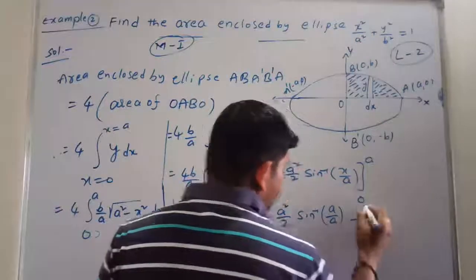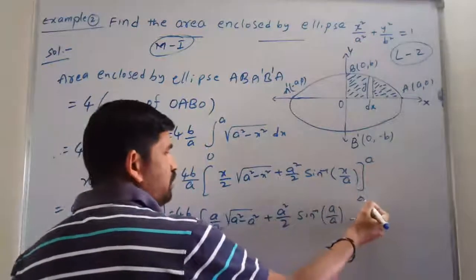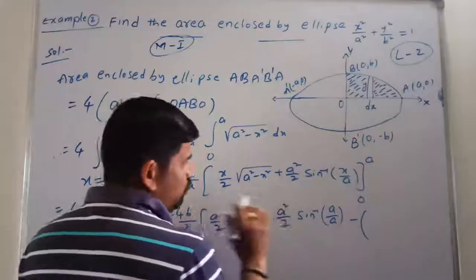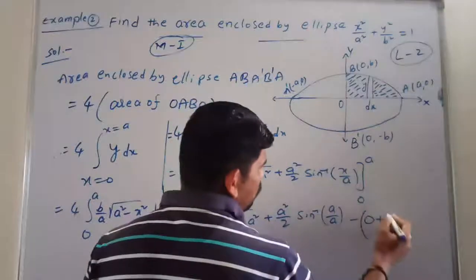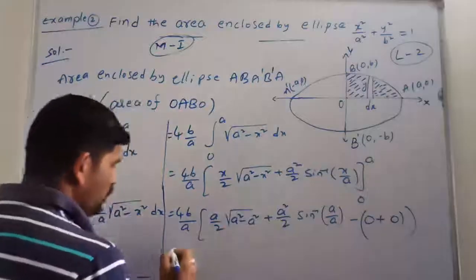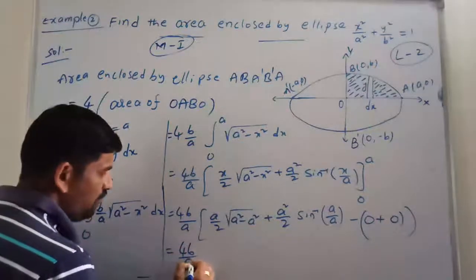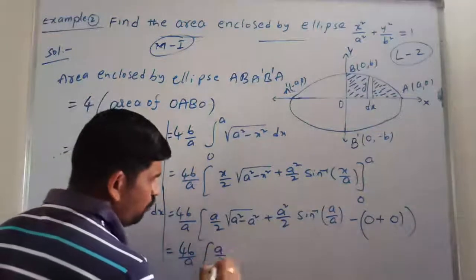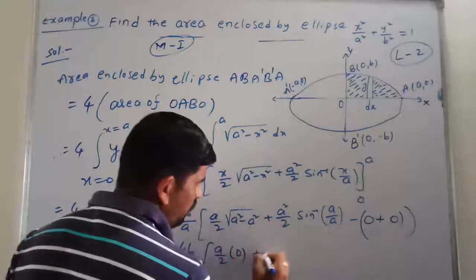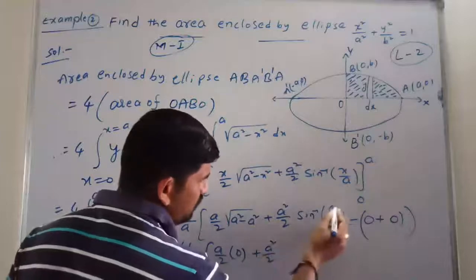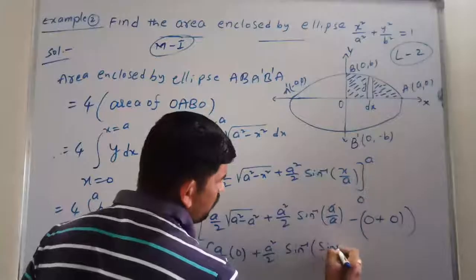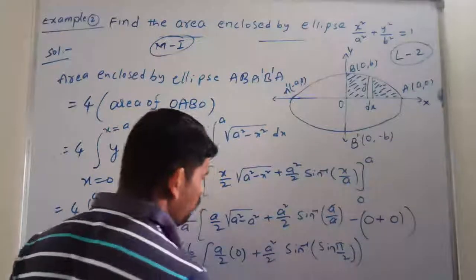Next, minus of, yes, the lower limit is 0. Substituting 0 in place of x, 0 by 2, this total is actually 0. Yes or no? Next, a square by 2, again this is 0, because sine inverse of 0 is 0. Next, 4b by a, next one is a by 2 into, yes, this is again 0, no need to write this one. And a square by 2 gets cancelled, sine inverse of 1. 1 is nothing but actually what? Sine 90 is 1, or not?